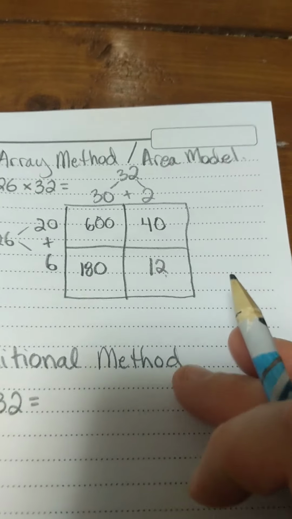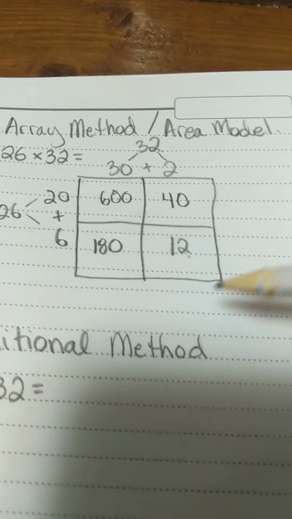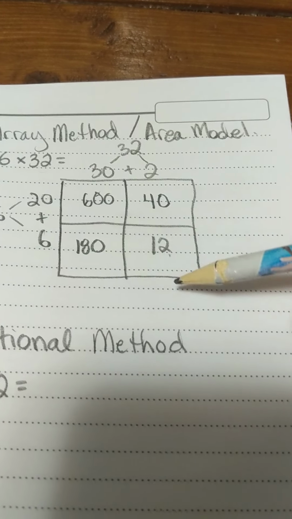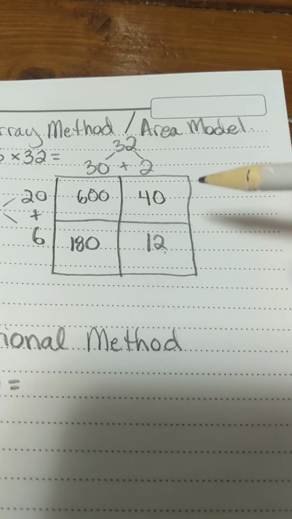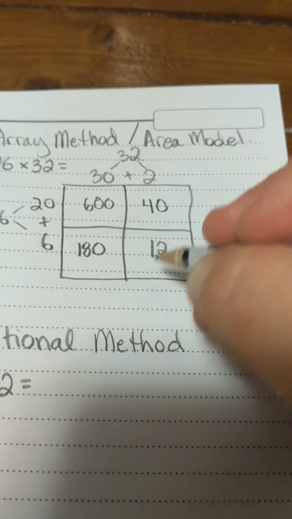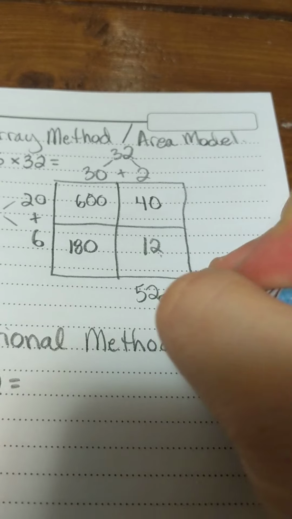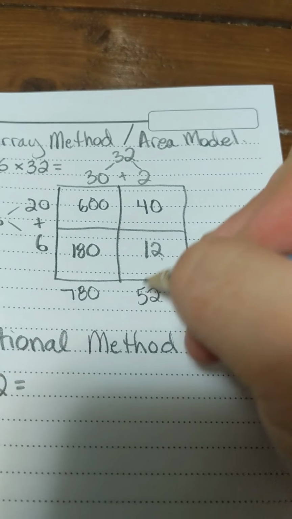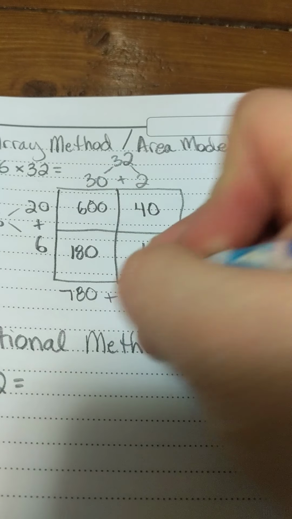Once I do that, I'm just going to add up what's in the boxes. I can either list them over on the side here if that makes me happy, or I can add them in the columns here and then add them again. So usually I add them in the columns, then I add them again. So 40 plus 12 is 52. 600 plus 180 is 780. Now I have these two numbers and I just need to add them together.